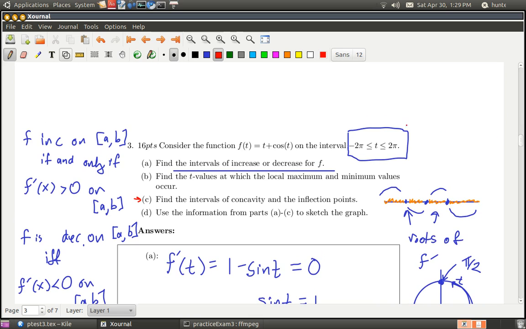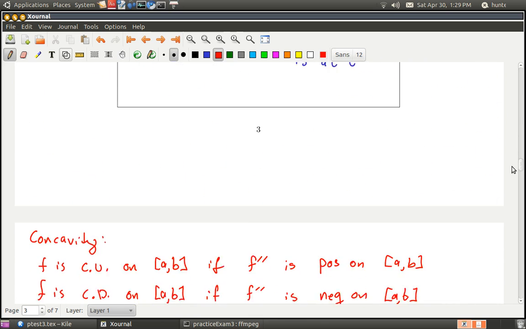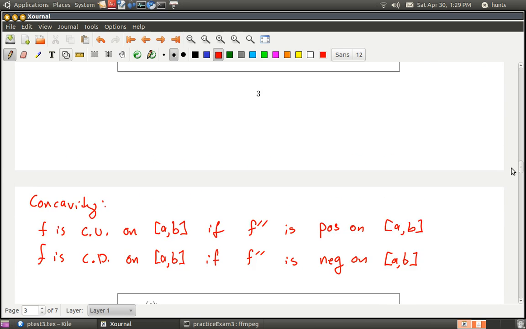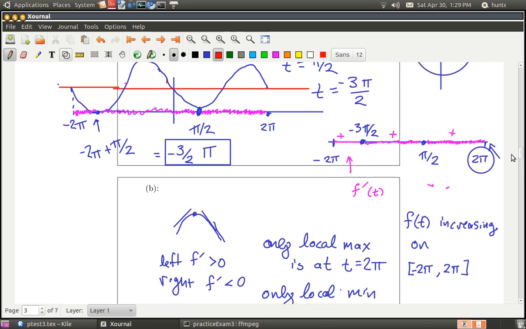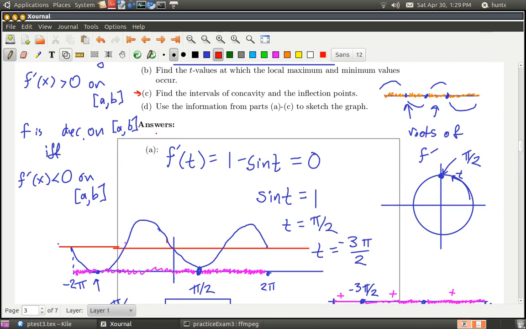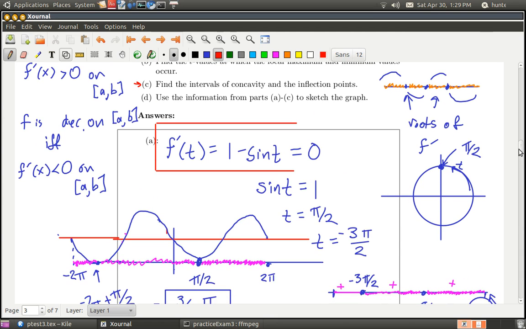Then when we have nice smooth functions like this one, which is defined everywhere and continuous and differentiable as many times as you want, these are actually if and only ifs. And so that's what we're going to use to solve this problem. We already have the first derivative, so we should use this to make it easier for us to compute the second derivative.